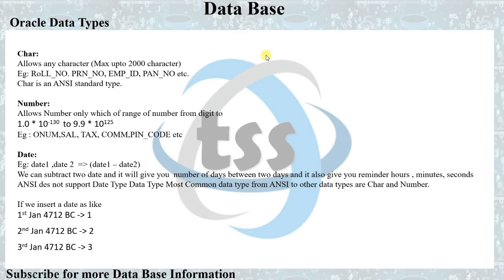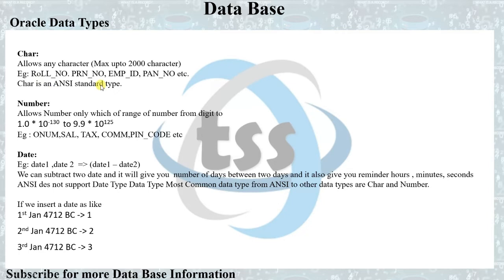मतलब हम उससे 2000 character का ही data store कर सकते हैं by using character type data type. For example, roll number of a student, PAN number of a student, employee ID, pen number etc. So these are the columns where we can utilize character type data type. Char is an ANSI standard type.